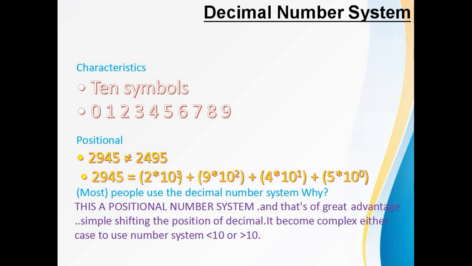Decimal number system. Decimal numbers are storing 0 to 9, and 2945 is different from 2495. The place value of 9 in the first case is 100 and in the second case it is 10. We know the expanded form of 2945 is 2 into 10 to the power of 3 plus 9 into 10 to the power of 2 plus 4 into 10 to the power of 1 plus 5 into 10 to the power of 0.